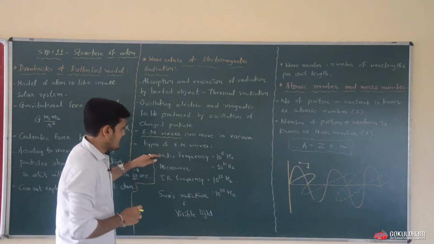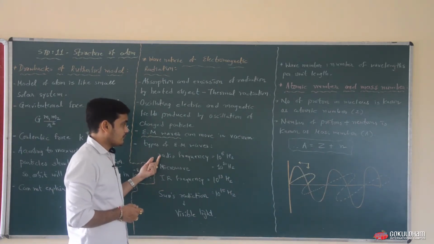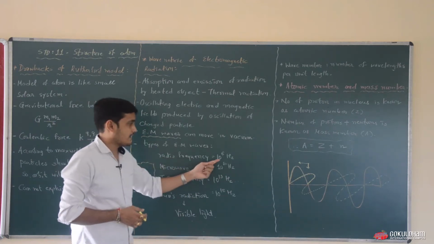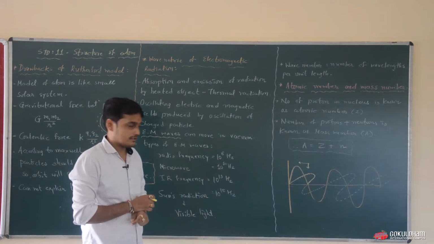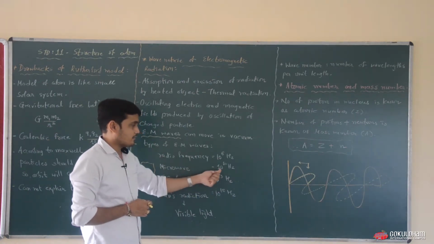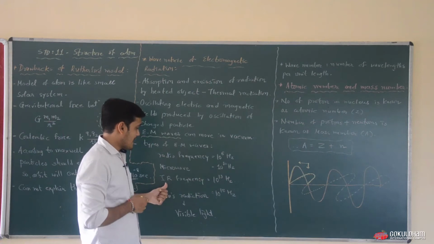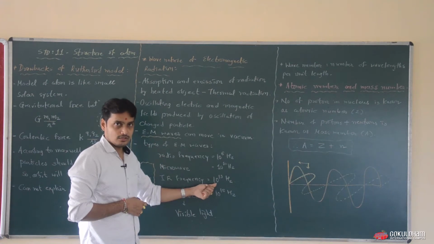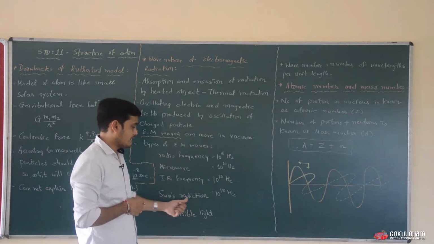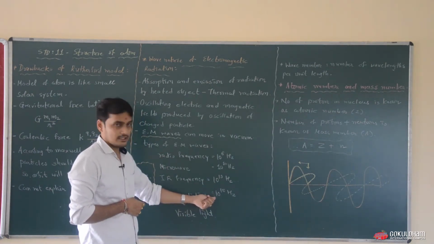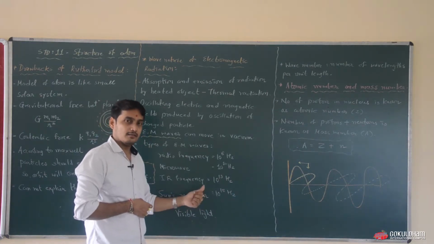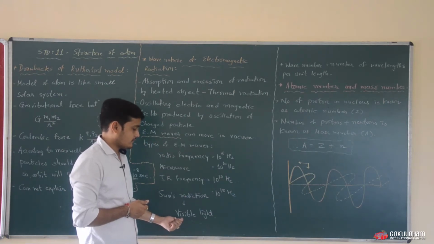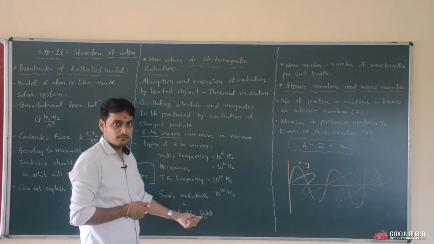Now there are various types of electromagnetic waves. The radio frequency region is about 10 raised to 6 hertz and the microwave region is about 10 raised to 10 hertz. IR, meaning infrared, frequency is around 10 raised to 13 hertz, and sun radiation is in the region of 10 raised to 15 hertz. Sun radiation means what we see in routine light. This is known as visible light.